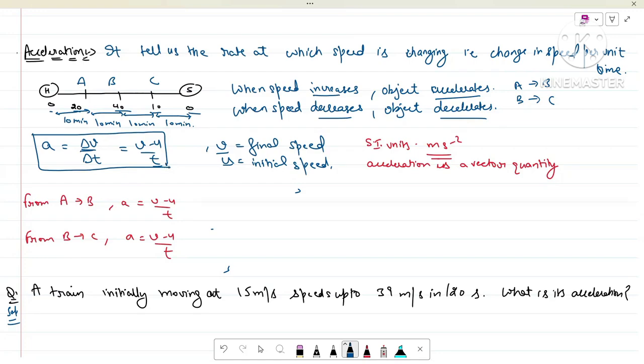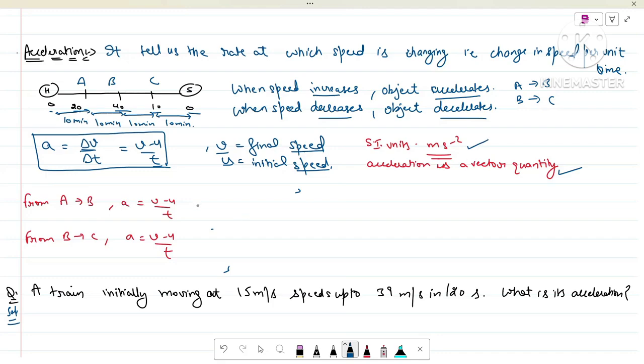And acceleration is a vector quantity because it involves delta V, that is change in velocity. Actually, here I am writing speed only, but in actual practice, acceleration is defined as change in velocity by time. So acceleration is always a vector quantity, but in our curriculum, we have to find the magnitudes only. Therefore, we will be considering change in speed instead of change in velocity. But when we have to involve the directions, then we have to take velocities. So acceleration is a vector quantity and its SI unit is meter per second square.